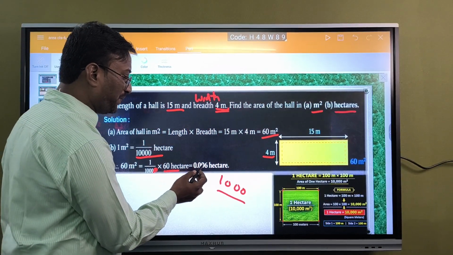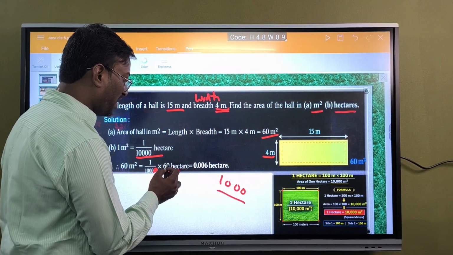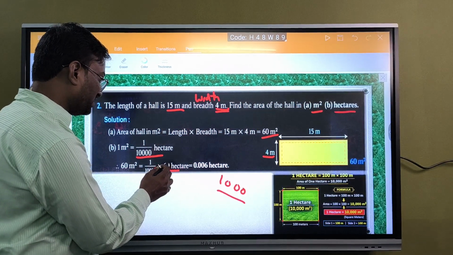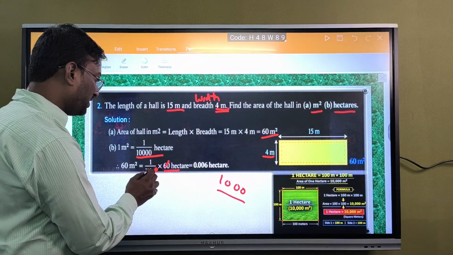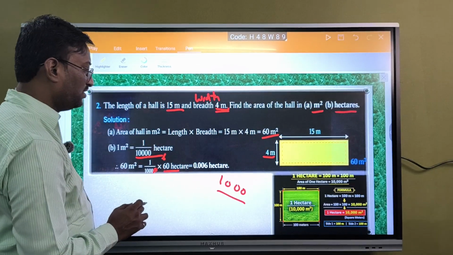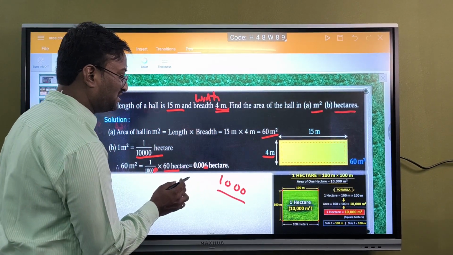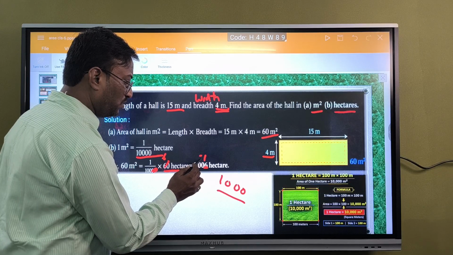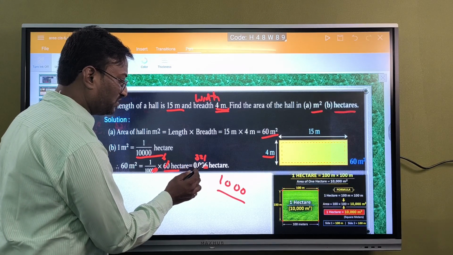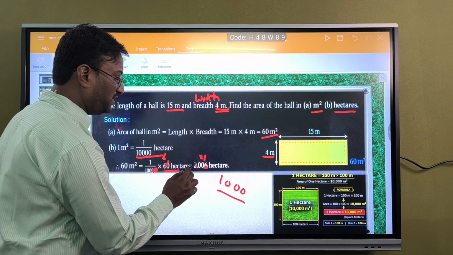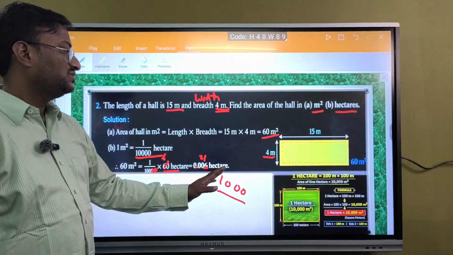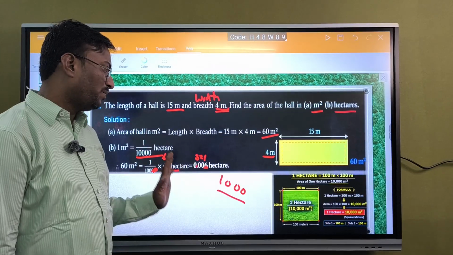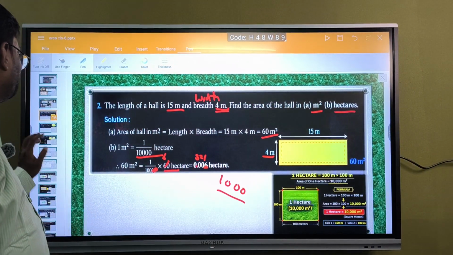You have to keep the decimal point. We are having only 6 remaining here, so you keep the 6 as it is, and you have 3 zeros. You count 1, 2 and 3. After 3 digits you have to keep the point, giving 0.006 hectare. Slowly you will learn the decimals, children. There is no need to worry.